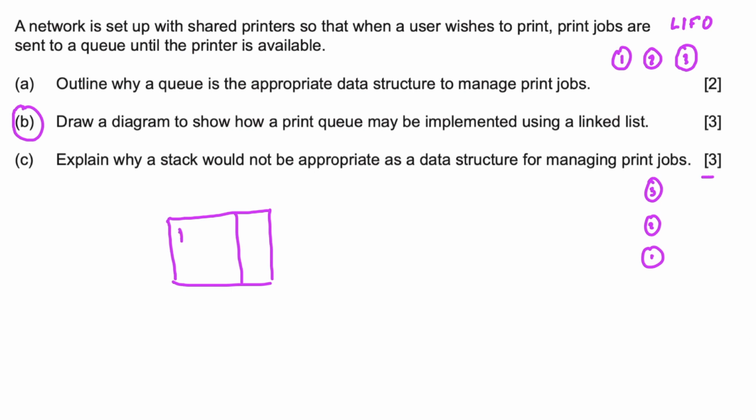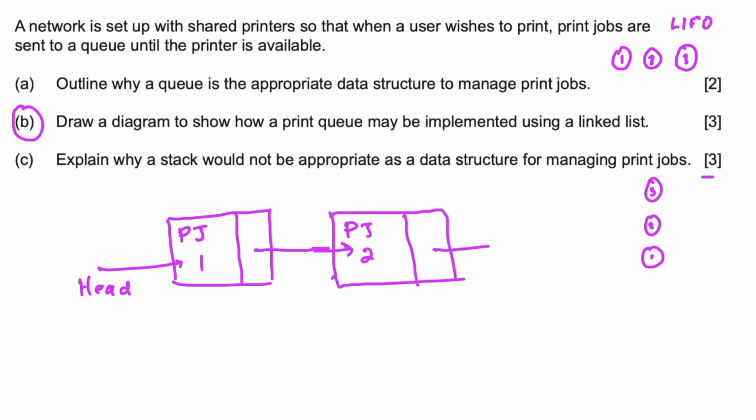And we could just say print job pj1 with a head that's pointing to it. And then we're going to point to pj2. And then that's going to point to pj3, for example. And then we're going to have a tail that's going to point to null, because when you're done, you're pretty much done if you don't have any print jobs left.